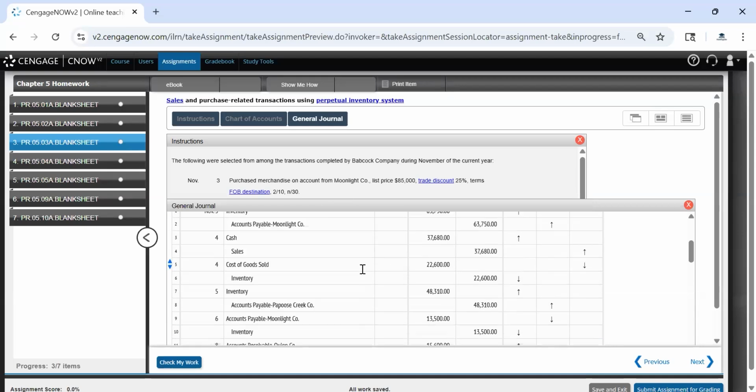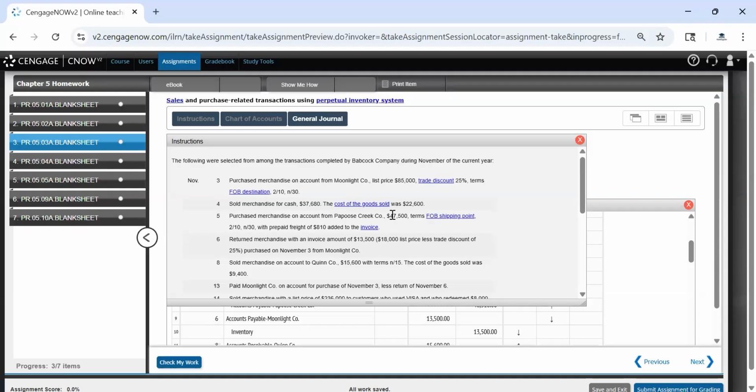So to calculate the amount that we owe, we have to take the 47,500, and now there's no trade discount here. So we can take the 47,500, that was the cost of the merchandise. That's what we're going to take the 2% discount off of because they are paying within 10 days, so they are entitled to the discount. However, the discount does not apply to the prepaid freight.